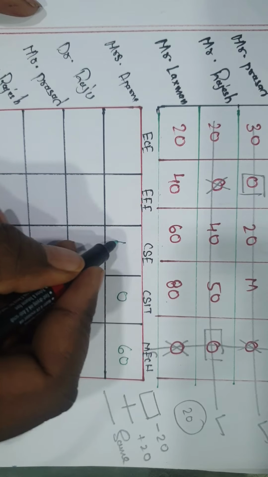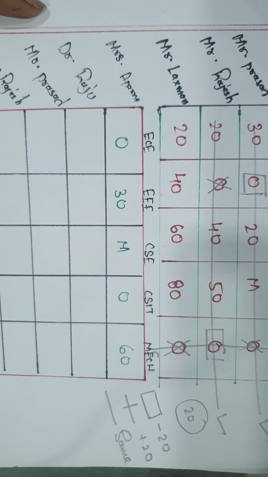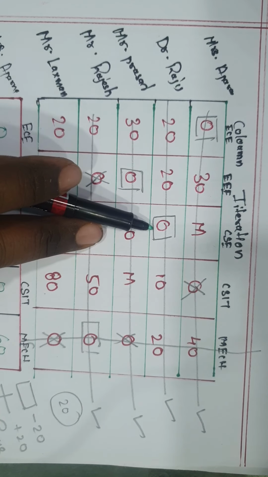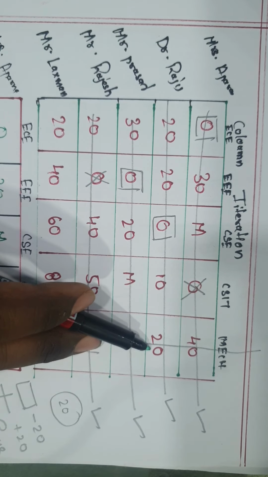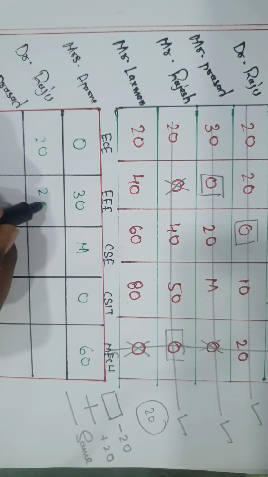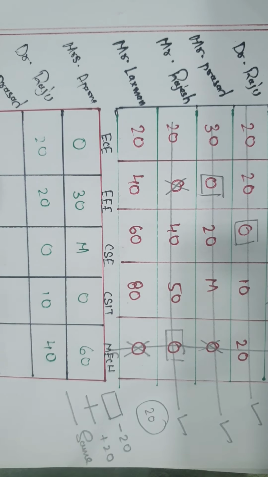This is as it is, this one is also as it is, this one is also as it is, and this one is also as it is. In the second line, as it is, as it is, as it is, as it is, plus 20, plus 20. So here 20, 20, 0, 10, this one will become 40.